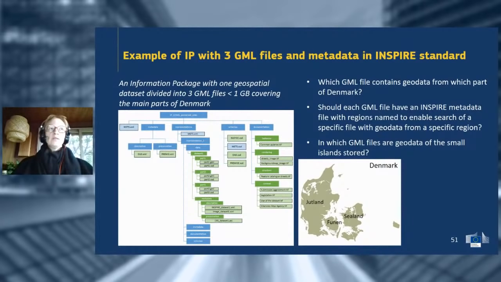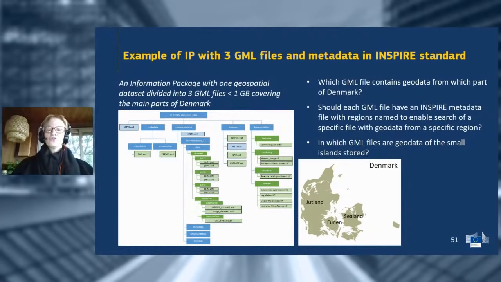Then usually you could do this by parting it into files that cover different main parts of Denmark, for example. And that's what I try to illustrate here. On the map of Denmark, we have the big island called Jutland, a smaller one called Funen, and then Zealand. So each GML file could cover each of these parts of Denmark. That would be a logical parting of the geospatial data set.